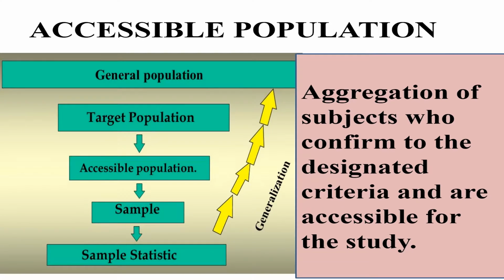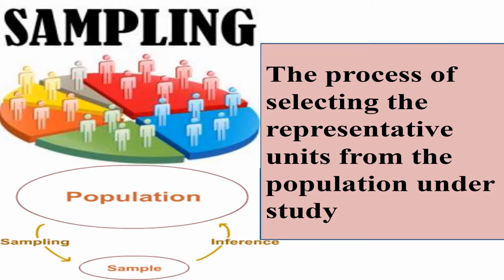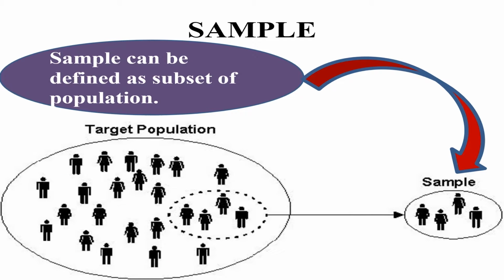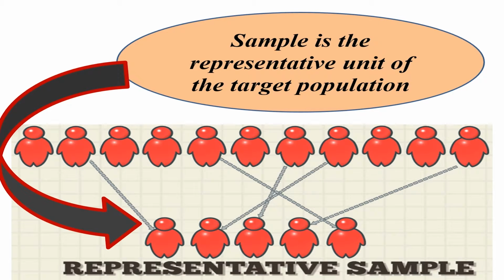The next is sampling. Now, sampling is the process of selecting the representative units from the population under study. The next concept is the sample. Sample can be defined as the subset of population.